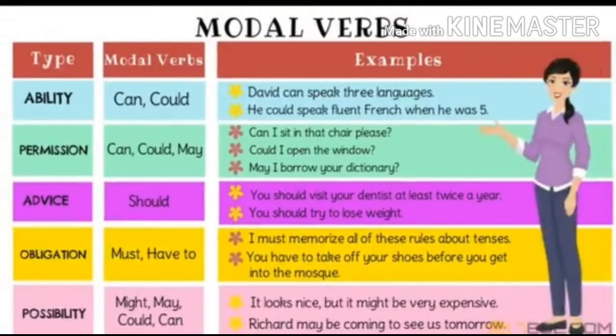By seeing this table, it will be clear to you. Just look at the examples. For ability, we use the modal verbs can and could. For example, David can speak 3 languages. He could speak fluent French when he was 5.